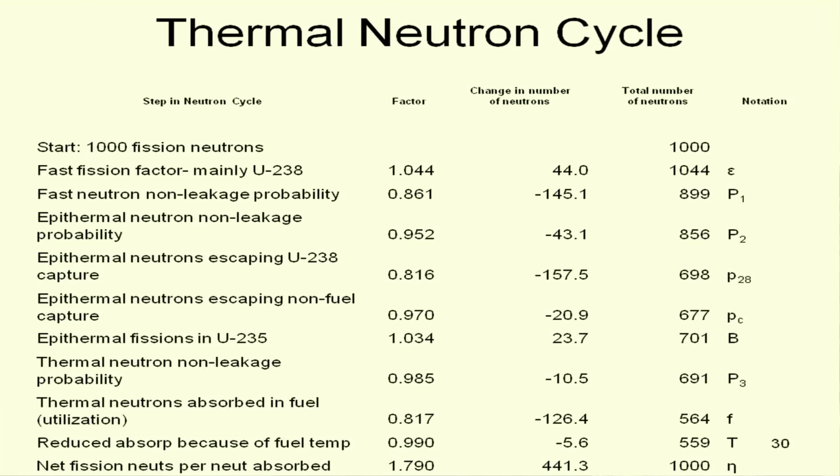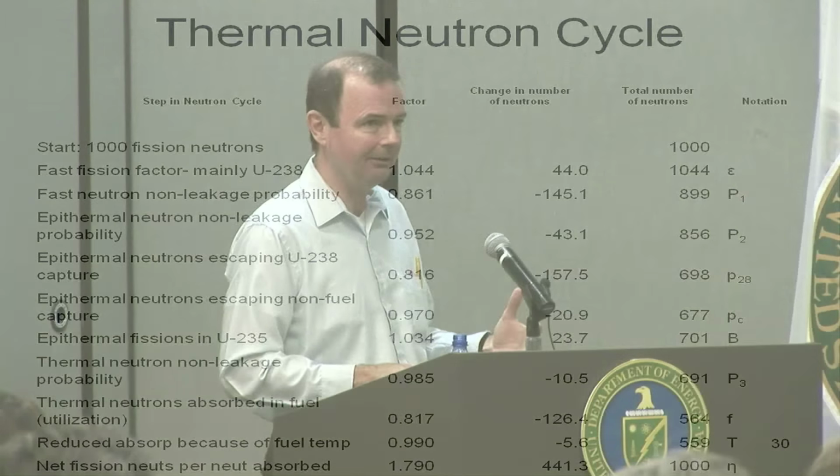And then coming down to the thermal neutrons, some thermal neutrons can leak out of the reactor, and some thermal neutrons are absorbed in the fuel, but not productively. In other words, U-235 captures neutrons to make U-236, not to fission. And so you lose some there. And I mentioned the temperature effect, and there's a little bit less absorption in there because the fuel temperature is a bit elevated, and you get expansion of the core. And so its dimensions change just a tad.